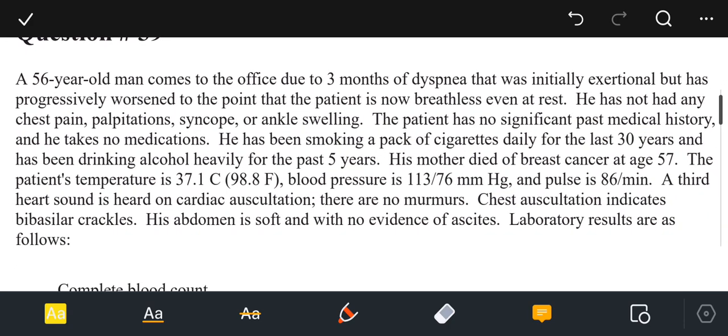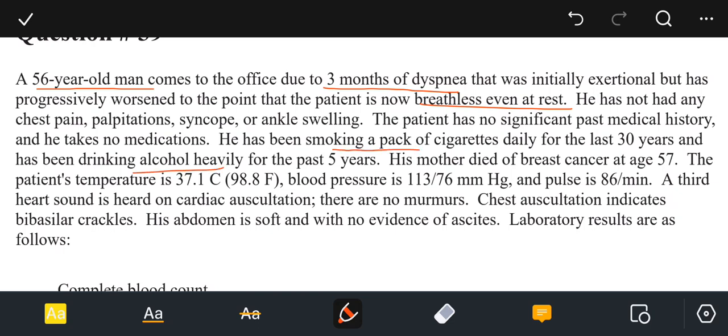Then question number 39. A 56-year-old man comes to the office due to a 3-month history of dyspnea that was initially exertional but has progressively worsened to the point that the patient is now breathless even at rest. He has not had any chest pain, palpitations, syncope, or ankle swelling. The patient has no significant past medical history and takes no medication. He has been smoking a pack of cigarettes daily for the past 30 years and has been drinking alcohol heavily for the past 5 years.